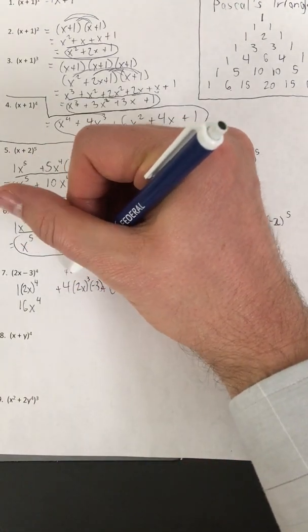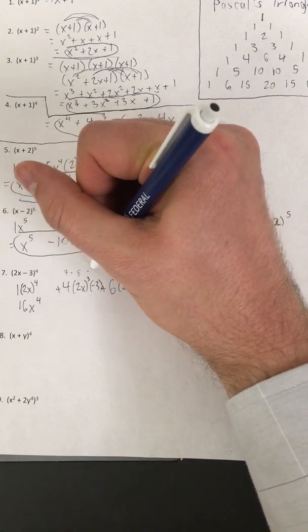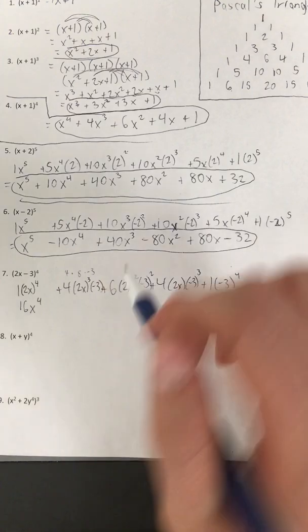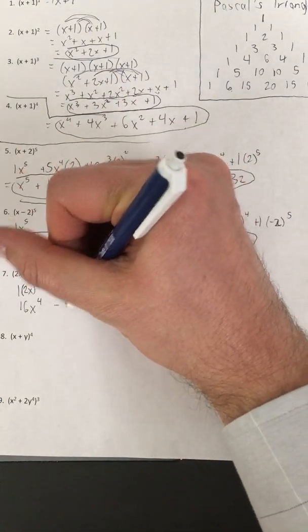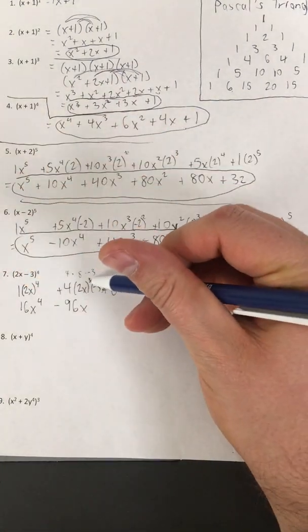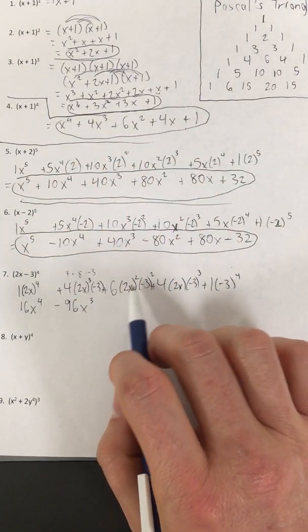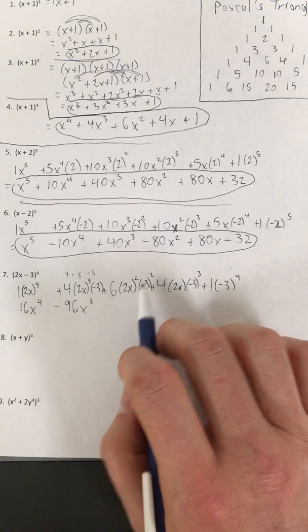I'm getting 4 times 8 times negative 3. So 32 times negative 3 is going to give me negative 96. X to the what power? To the 3rd. All right, now over here, I'm going to have 6 times 2 squared times negative 3 squared.